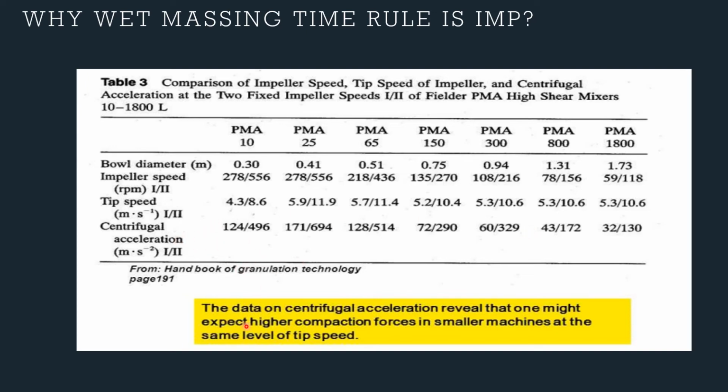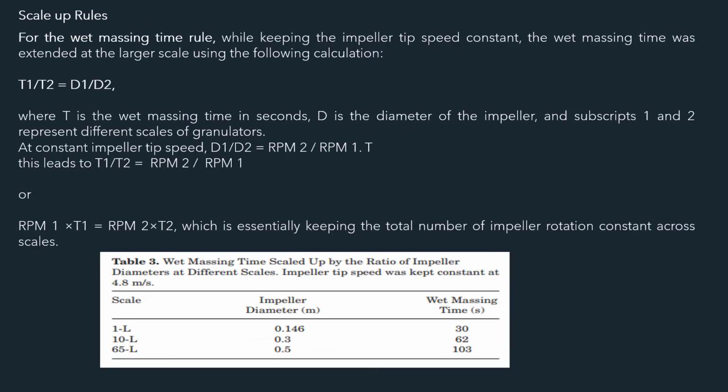The data on the centrifugal acceleration reveals that one might expect high compaction force in a smaller machine at the same level of tip speed. So we can adjust our kneading time based on our scale up observation as well as based on our product characteristic. So let's see how to calculate that.